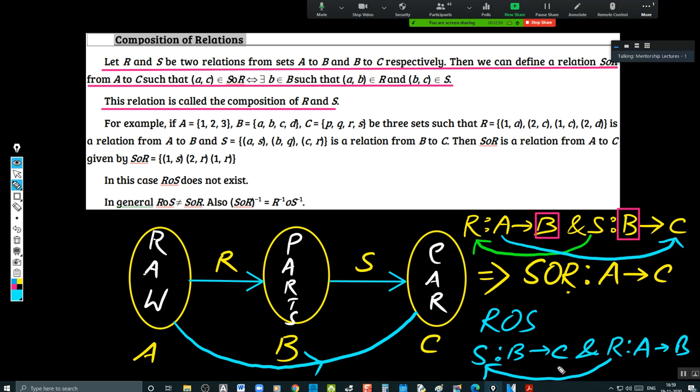Now the basic condition that I explained to you is that the range of the first relation must be equal to the domain of the second relation. Is it equal? No, sir. That's the reason; tell me whether this ROS is possible or not. Not possible. So ROS is not possible. So always remember, composition is not always possible.